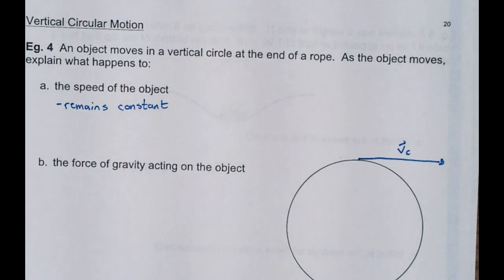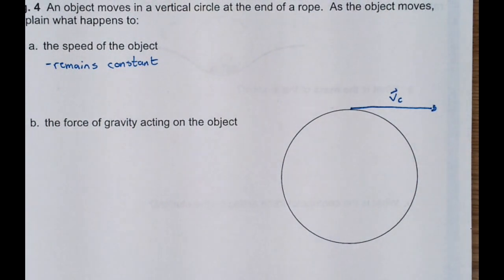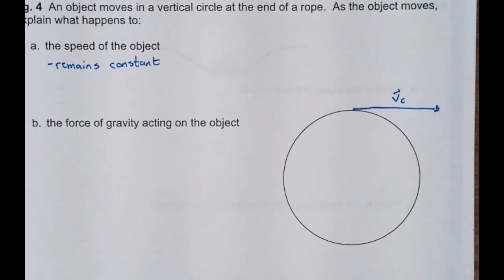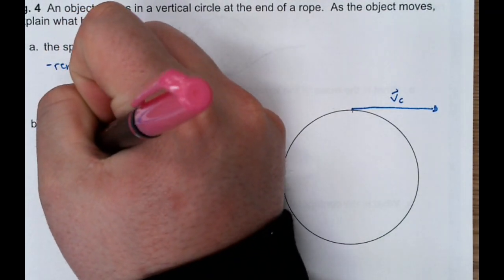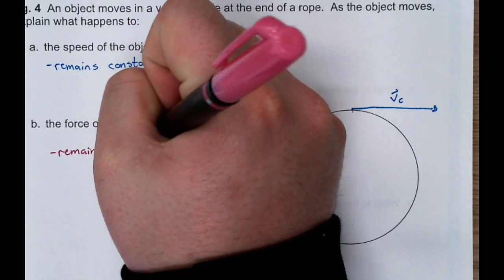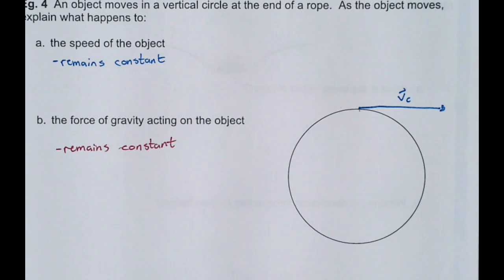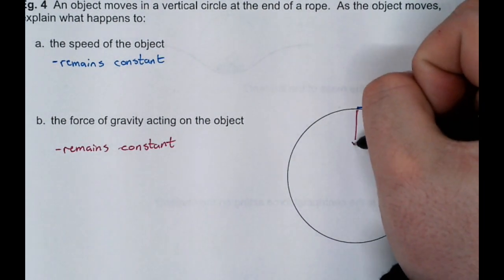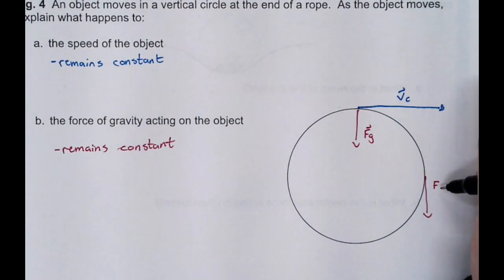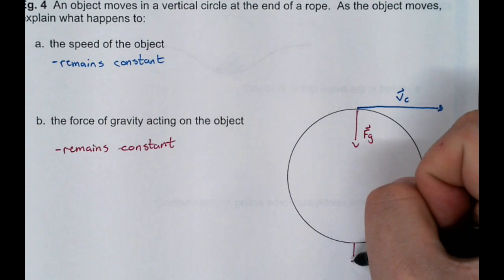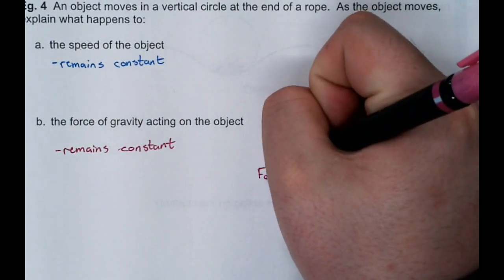All right, so the next thing it wants us to tell is what is the force of gravity acting on the object? The force of gravity is also going to remain constant, but it is not necessarily going to be tangent to the circle. It always acts down. That makes sense. Gravity always acts down towards the ground, no matter where you are in your path.